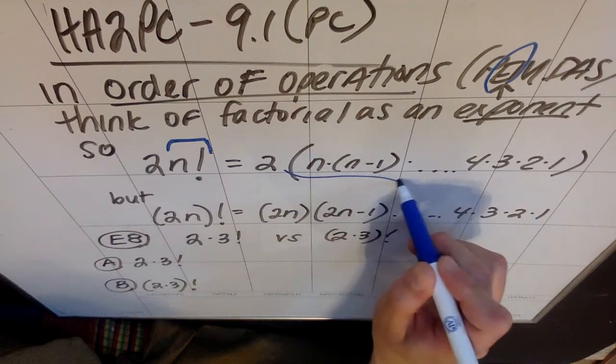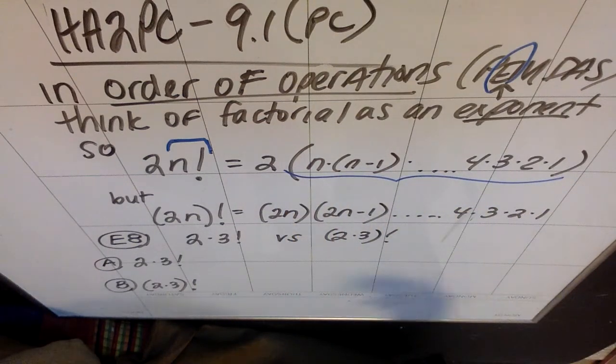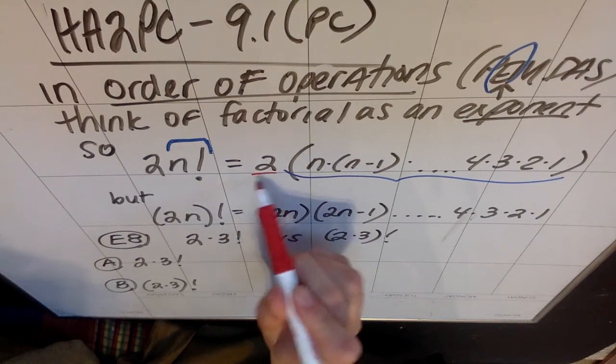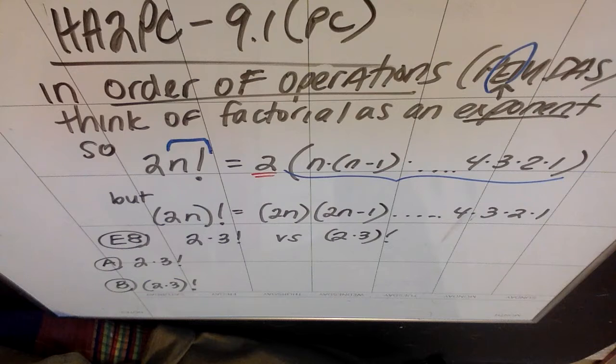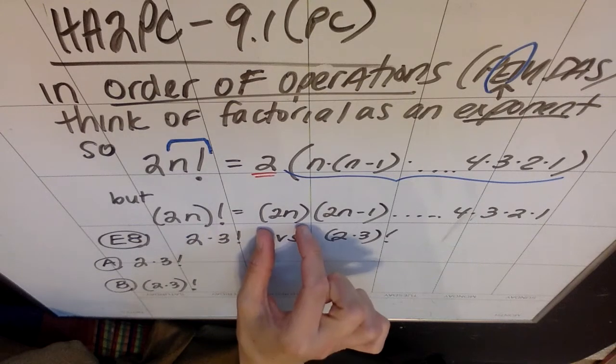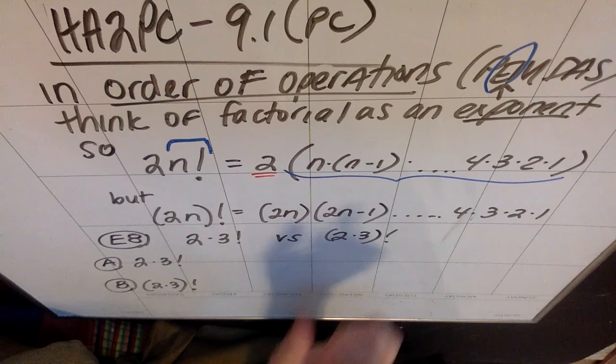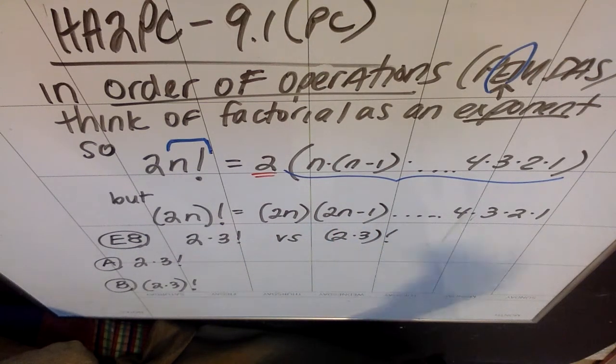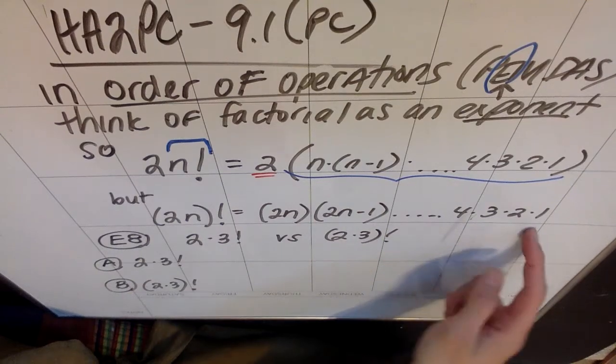So I would find n factorial, which would be n times n minus 1 times all the numbers down to 1. And then whatever I'd get after I find n factorial, I would double it, right? I would times it by 2. That's very different than what happens if I have a 2n quantity in a factorial. So 2n quantity factorial means that the first number in the factorial is 2n, and the next number is 1 lower than that, so 2n minus 1, and then the next number would be 2n minus 2, and then 2n minus 3, all the way until I get down to 1.